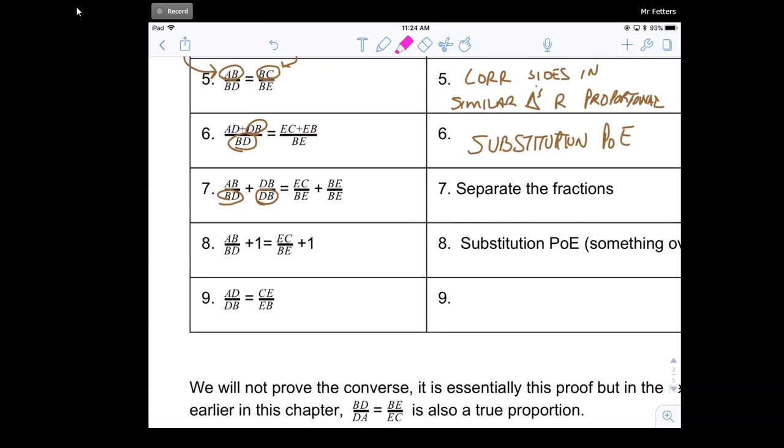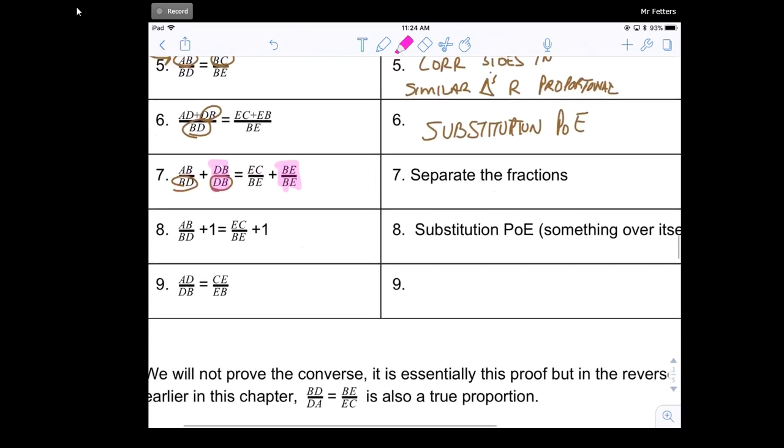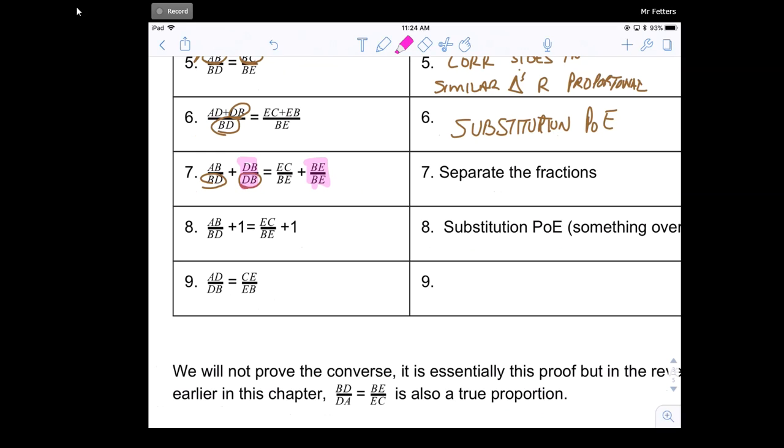And then that brings me to, I have DB over DB and BE over BE. And that's just substitution, because something over itself is always equal to 1. I suppose you can say division property, because DB divided by DB would be equal to 1. Either way you want to look at that. And so that puts in a 1 here. And then when I get done, I just have this right here, and I have used the subtraction property of equality to get rid of that. So this is subtraction property of equality.